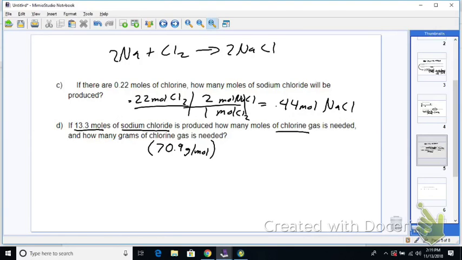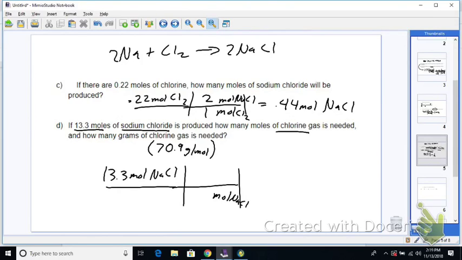Okay, so this next one you would say there's 13.3 moles of sodium chloride. And here we have moles of sodium chloride. And then up here we'd have moles of chlorine. So then this goes 2, and that goes 1. So then it would be 6.7 rounded moles of chlorine. Make sense?